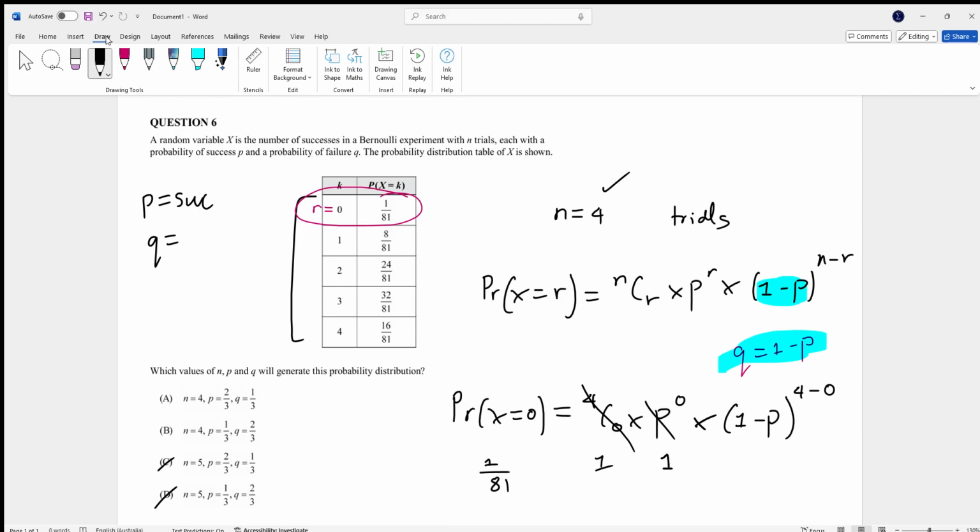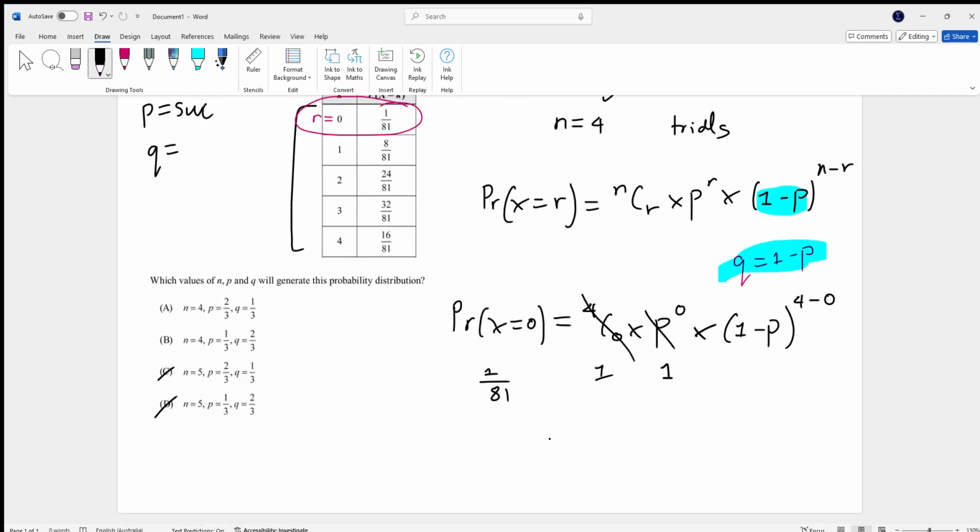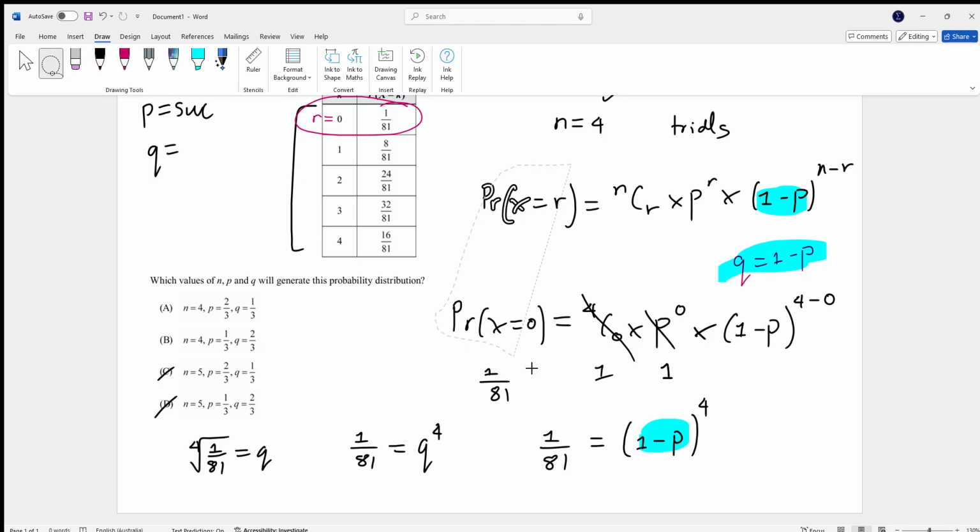So here we get 1 over 81 is equal to 1 minus p to the power of 4. Now, in my opinion, I would probably swap that out for q. That way it's easier to solve. So here we have 1 over 81 is equal to q to the power of 4. Now all we've got to do is take the 4th root of both sides, okay? So when we do this, the 4th root of 1 over 81 equals q. The 4th root of 1 is just 1. However, we've still got to work out the 4th root of 81, okay?